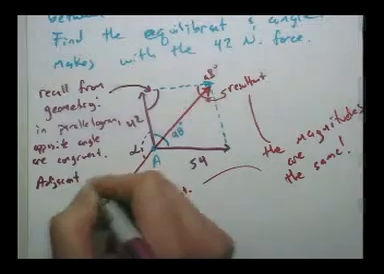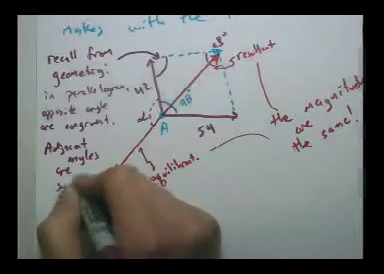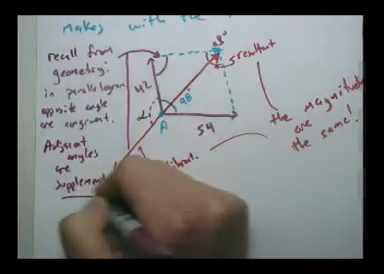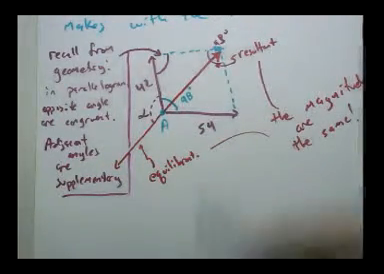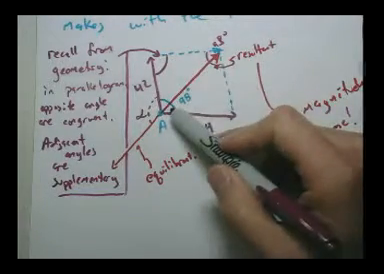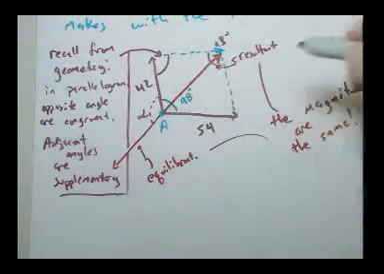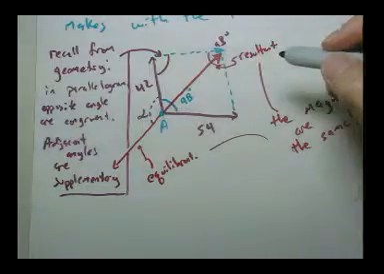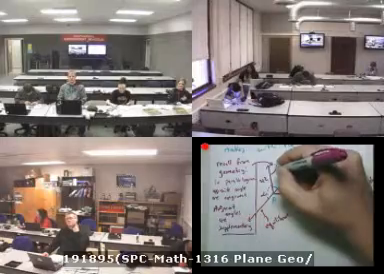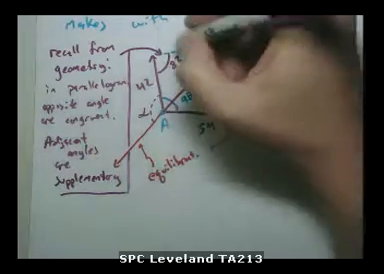Adjacent angles are supplementary. So this is 98, that means this is 98. But if this is 98, that means this measure here is going to be how many degrees? 82. Right? 82 plus 98 is 180.